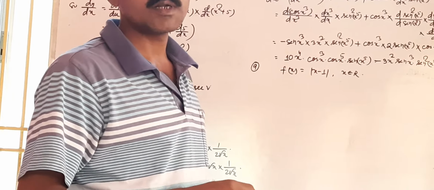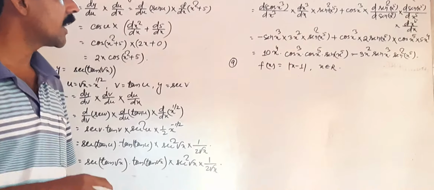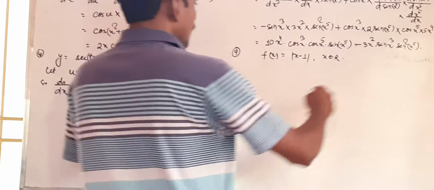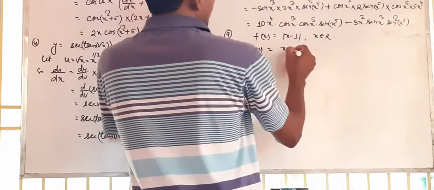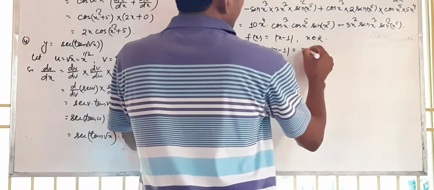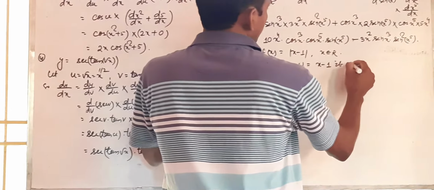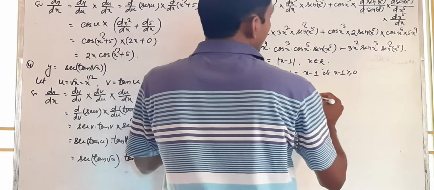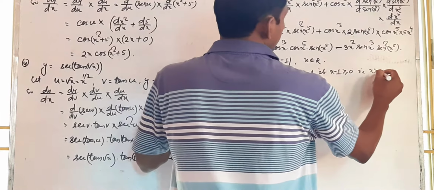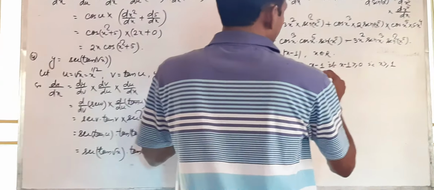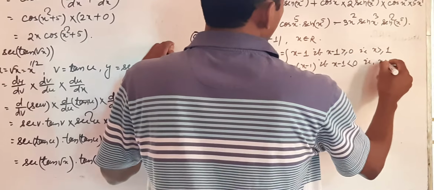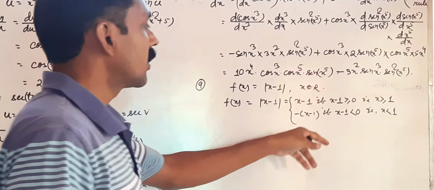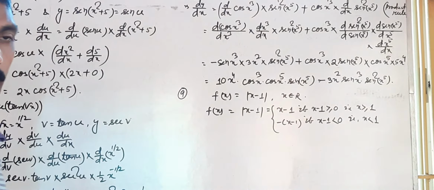And you know that for differentiability we require the left hand derivative and right hand derivative at x equal to 1. So here first, f of x is modulus of x minus 1. So by the modulus function it will be x minus 1 if x minus 1 is greater than or equal to 0, that is x is greater than or equal to 1, and this is minus of x minus 1 if x minus 1 is less than 0, that is x is less than 1. So these are the two values of this function.